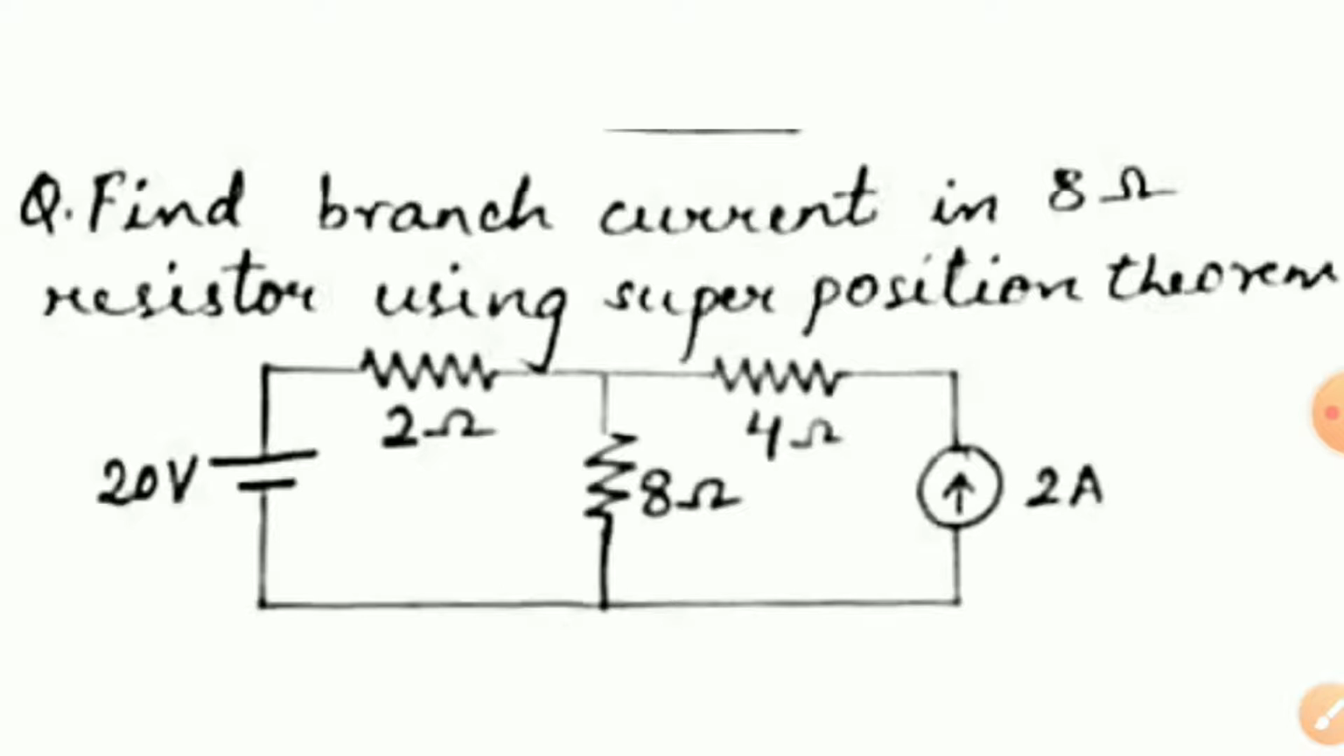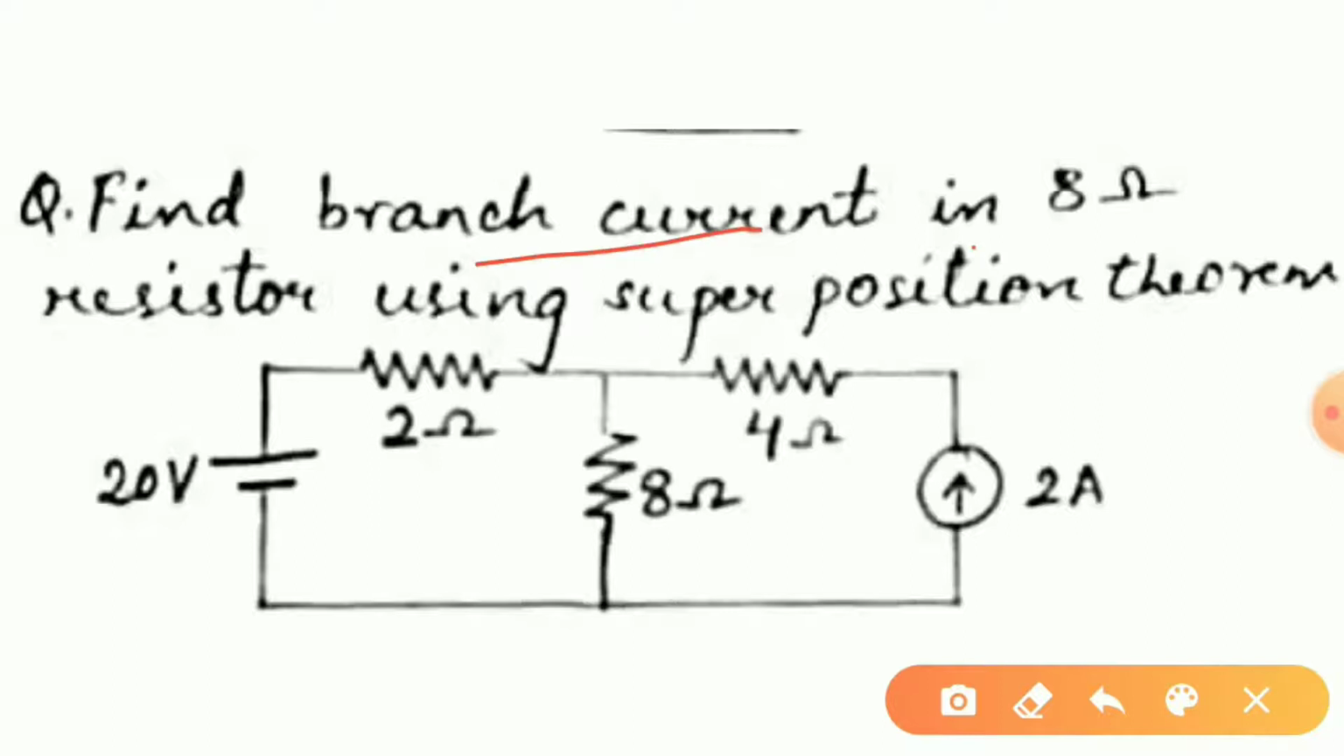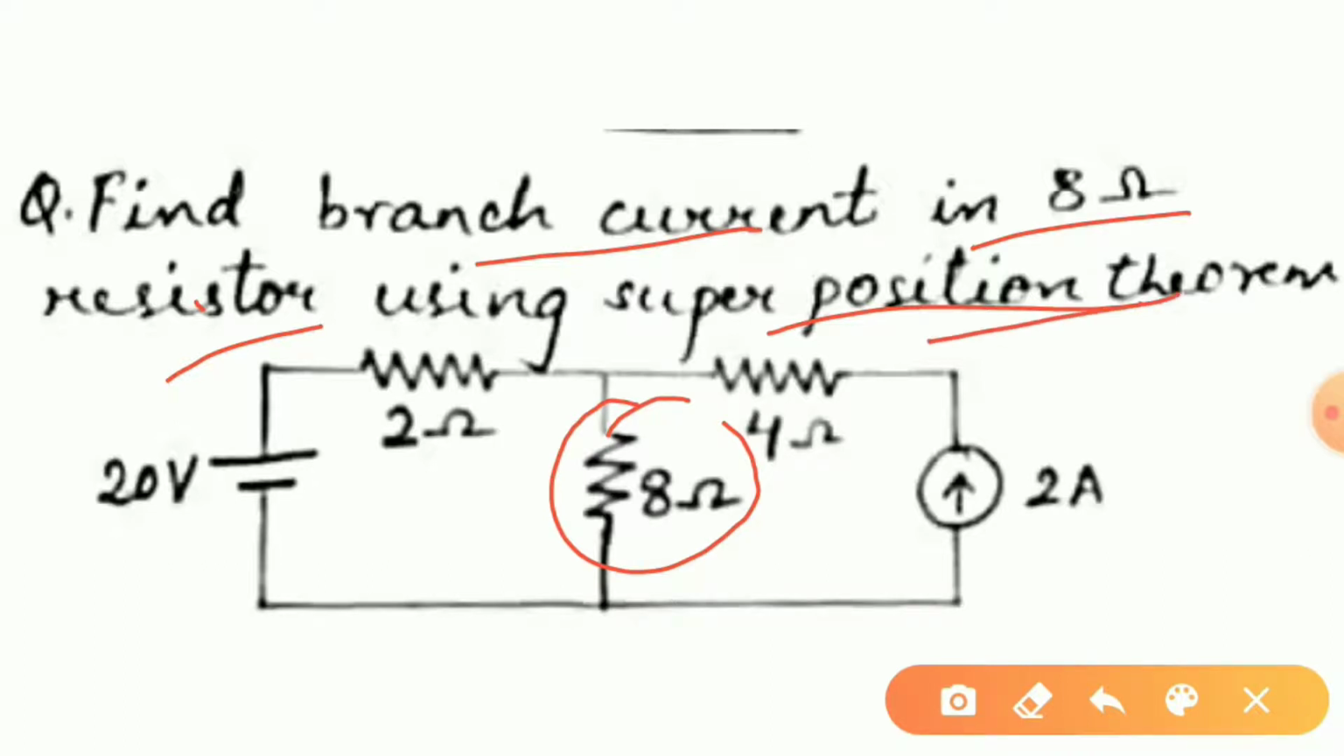Here we have a question that says: find branch current in 8 ohm resistor using superposition theorem. We need to find the branch current flowing across the 8 ohm resistor. When we need to find current flow through the 8 ohm resistor using superposition theorem, we find that there are two sources given in the question. One is a voltage source of 20 volt and the other a current source of 2 ampere.